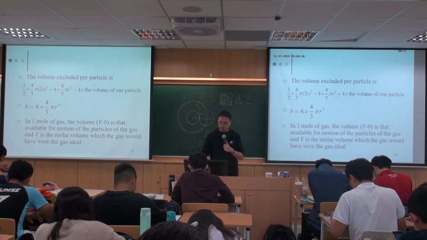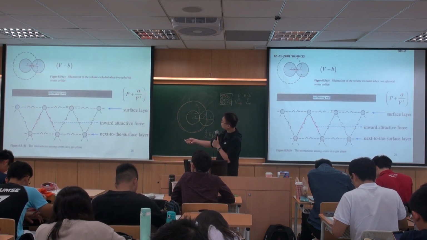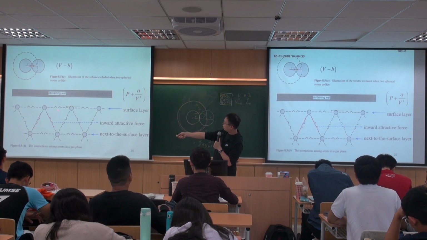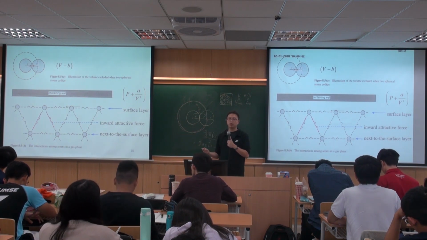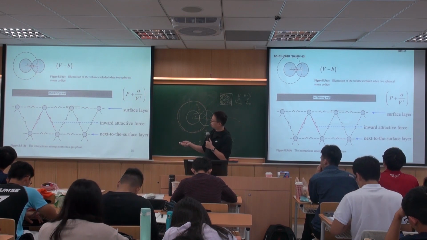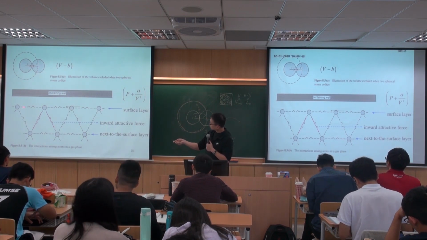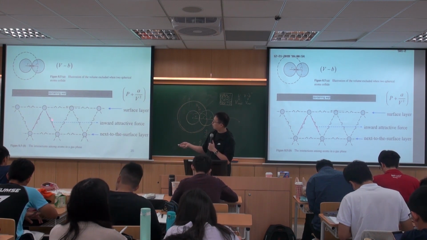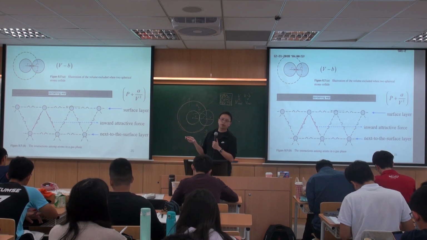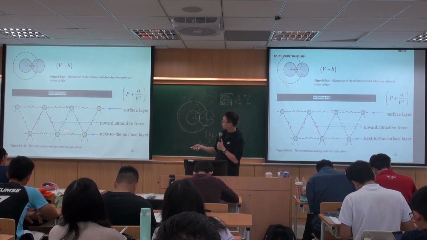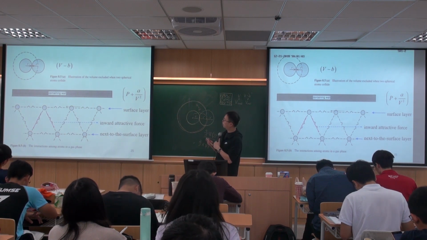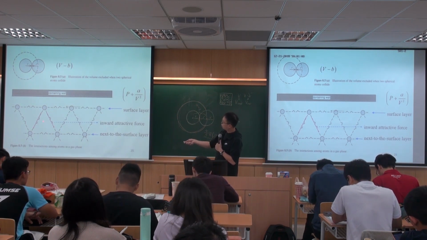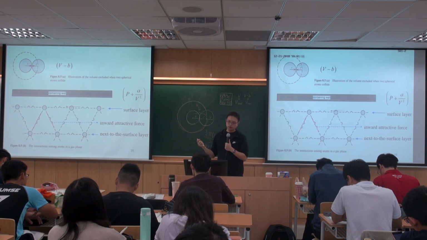If we're going to talk about the pressure correction part, remember that originally these particles are hitting the container walls, and they will give rise to the pressure. However, right now, we know that there are some particles that are right next to the surface layer. Therefore, there's an interaction between this layer and this layer of particles. Imagine that they're very densely packed, so they are sort of acting like solids, and therefore they have attractive force between this first layer and the second layer.